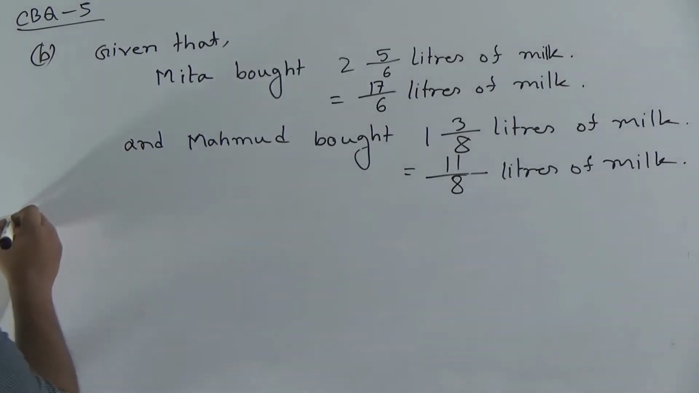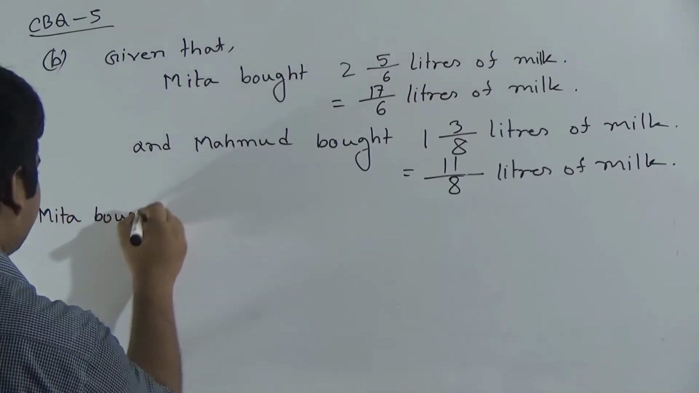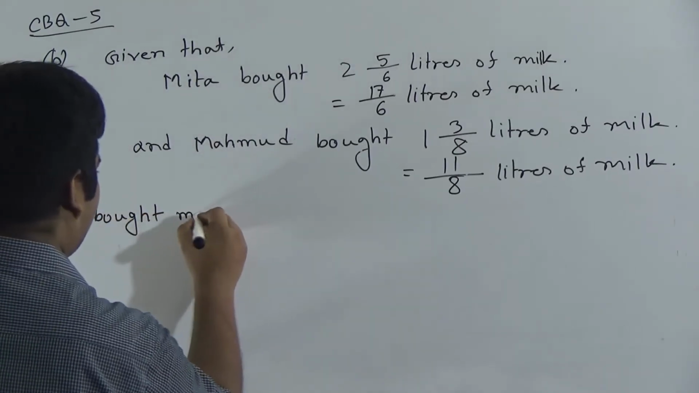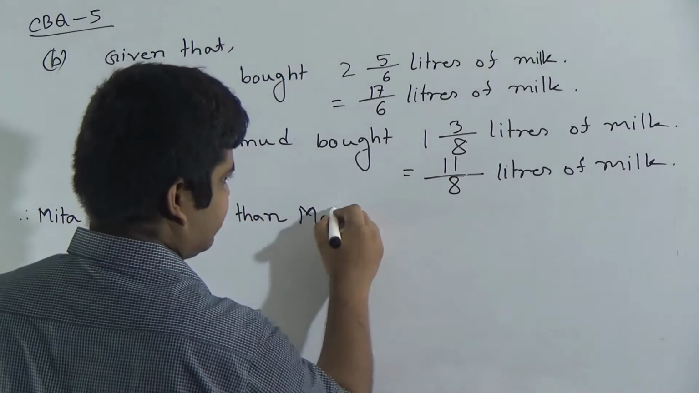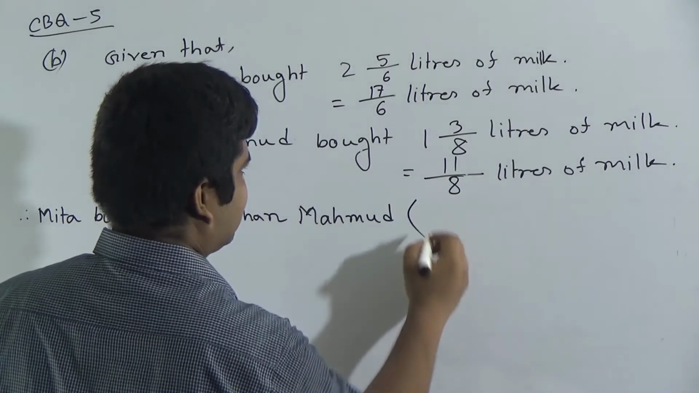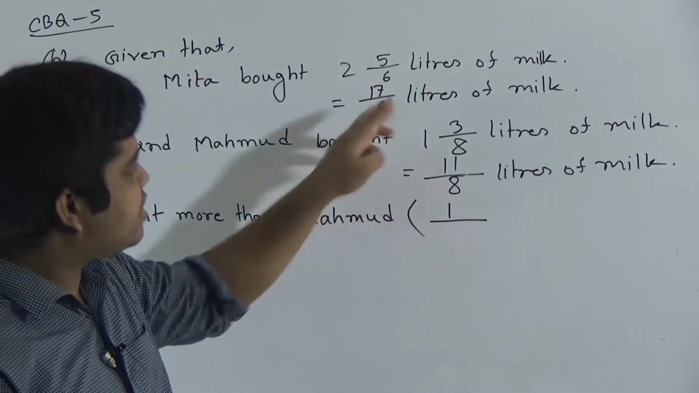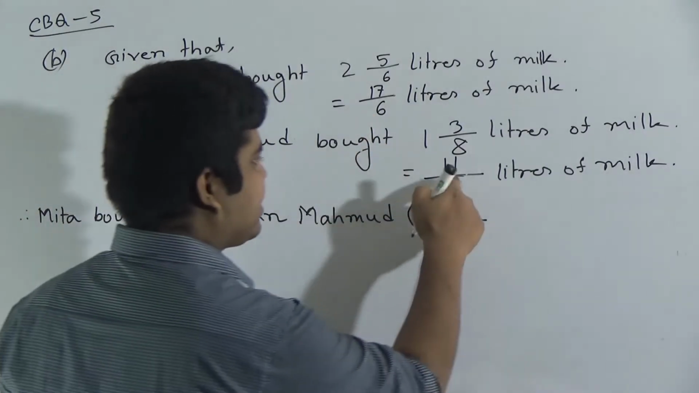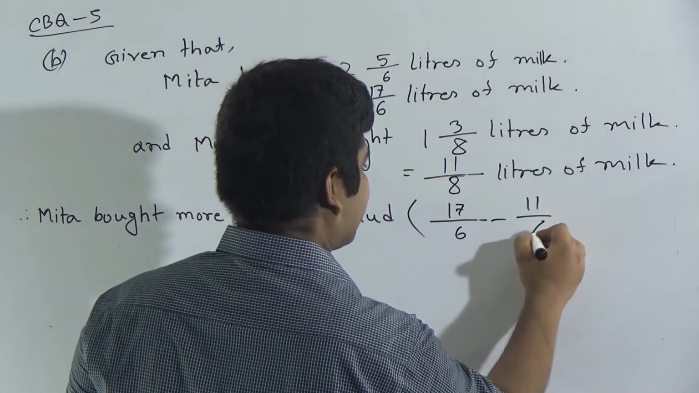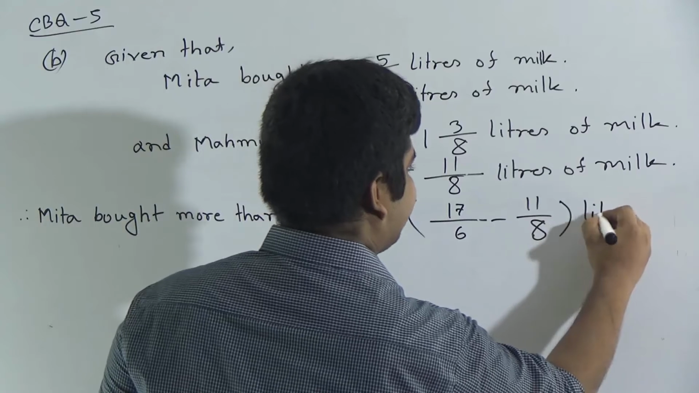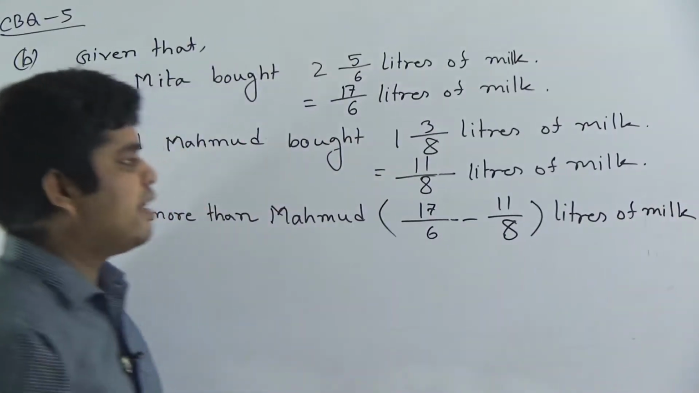Now write Mita bought more than Mahmud. As this 17 by 6 is greater than this one, so we subtract 11 by 8 from 17 by 6 liters of milk. I hope you have understood.